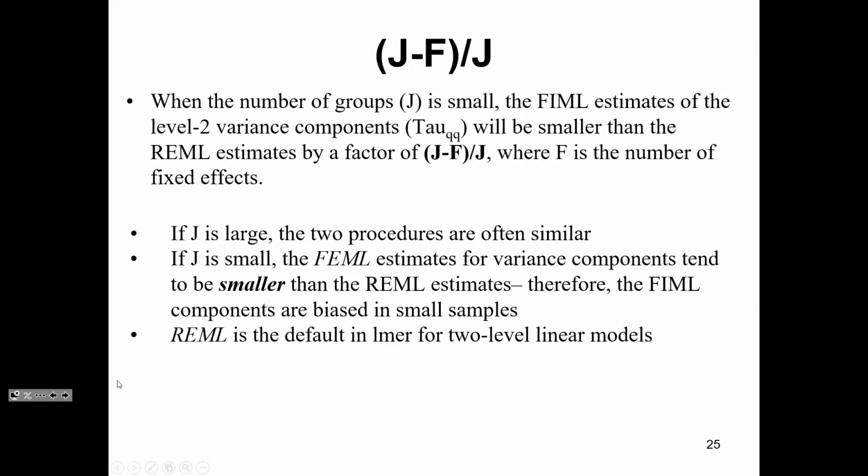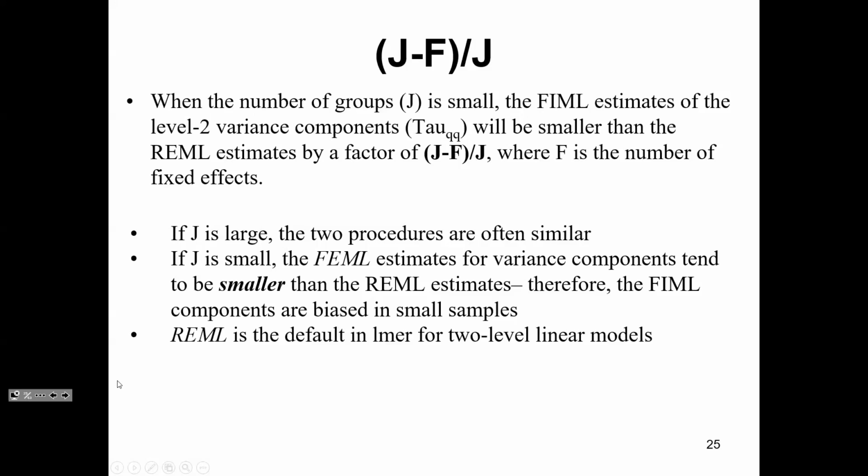So our FIML estimates for the variance tend to be smaller than the REML estimates, and the REML estimates should be more accurate. So the FIML estimates are biased in small samples. And the question is, how biased are they? Now, this is just an approximation, okay? But it gives you a good feel for it. If you want to get a sense for the approximate amount of bias you might expect, you take the number of clusters minus the number of fixed effects, so that's J minus F, and divide it by J.